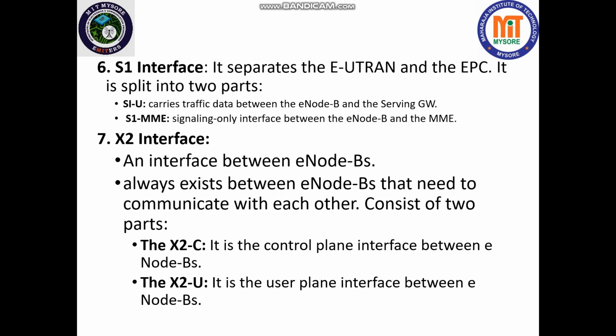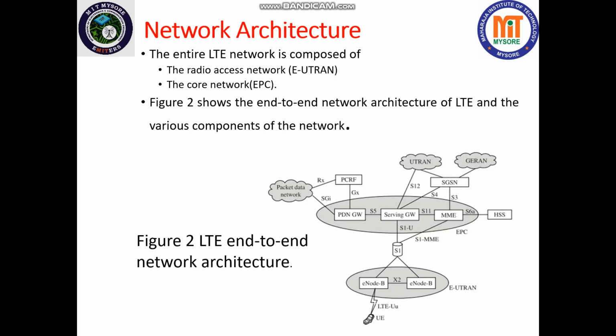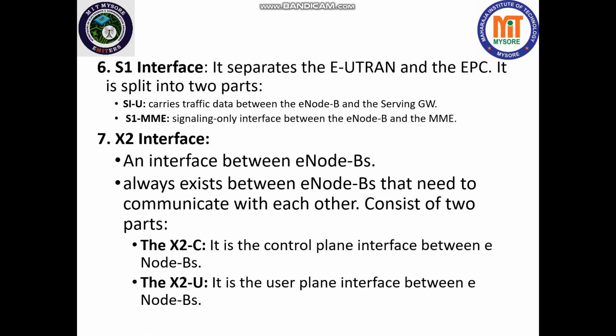And next one is S1 interface. It separates the EUTRAN and EPC. It is split into two parts. This is S1 interface. Okay, it separates this EUTRAN and EPC, and it has two parts. One is S1U, where it carries traffic data between the eNode B and the serving gateway. Okay, and another one is S1MME. It is a signaling only interface between the eNode B and MME. Two connections you can see in the block diagram, correct?